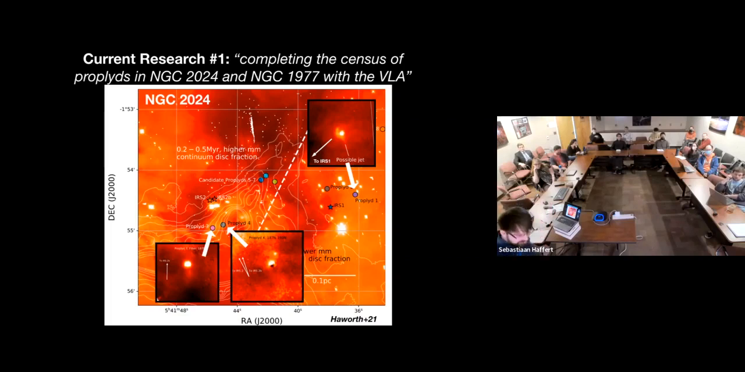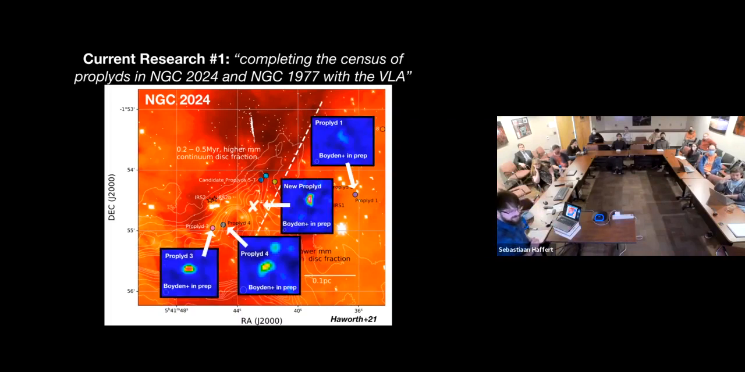However, the HST data used to find these proplyds only targeted a small fraction of stars in the cluster. So if we want to get a better handle on how prevalent environmental effects are in these clusters, we really ought to know all of the disks in these regions that have these proplyds.